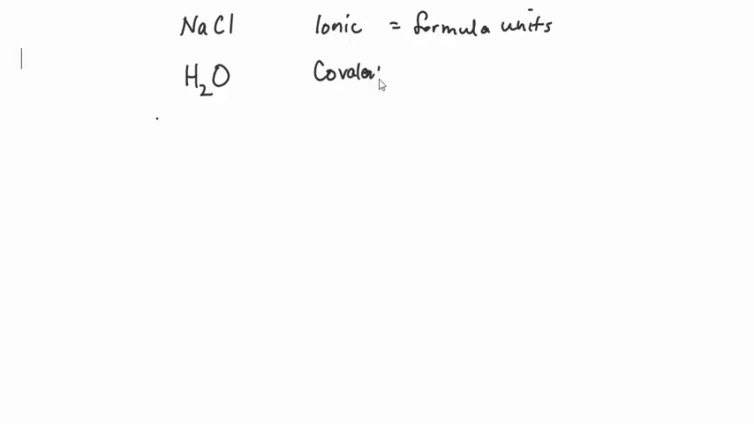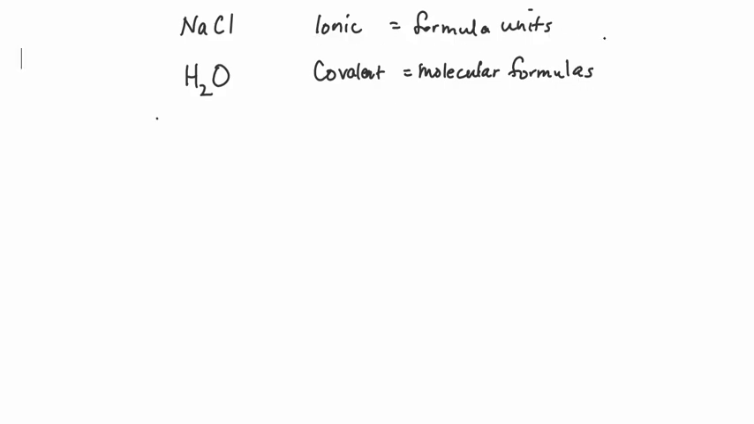Now we've seen chemical formulas. Chemical formulas show how many atoms of each element we have in our chemical or our compound. We have ionic chemical formulas, and we usually call those formula units. We have covalent compounds, and we usually call those molecular units or molecular formulas.